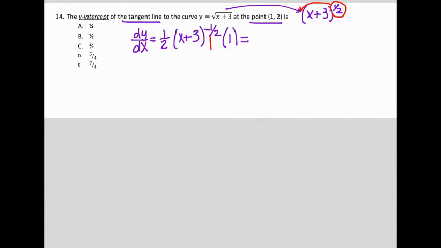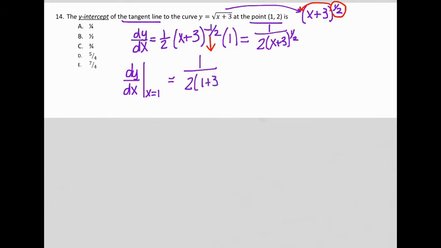Let's take a quick second to simplify this. A negative exponent is going to shoot this down to the denominator. So we've got 1 over 2 times x plus 3 to the 1/2 power as the derivative at any value of x. But I don't want the derivative at any value of x. I need to evaluate the derivative at x equals 1. So now we can plug in 1 for x. 1 over 2 times 1 plus 3 to the 1/2, which is 1 over 2 times 4 to the 1/2.